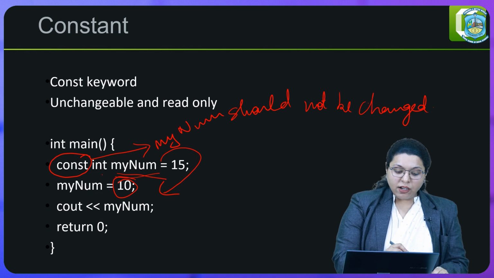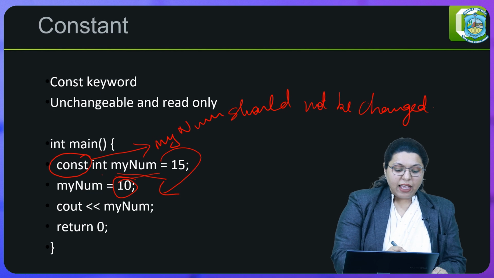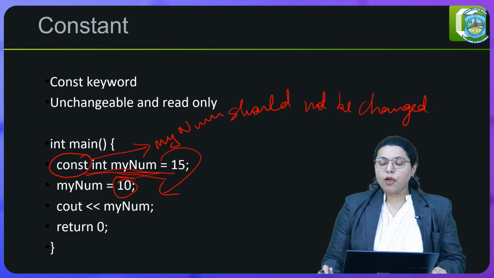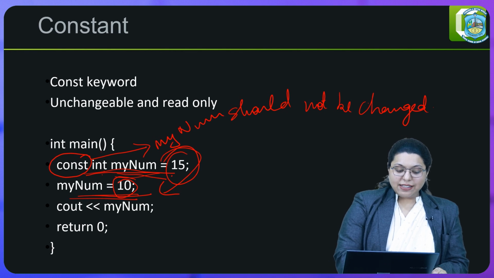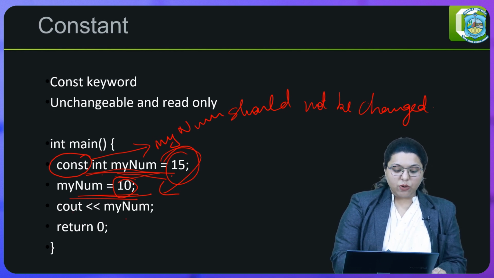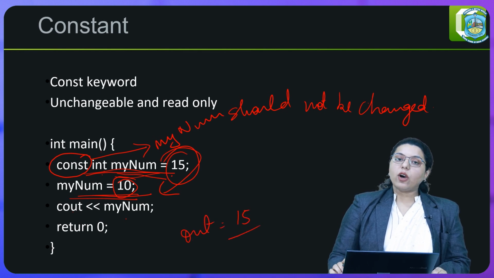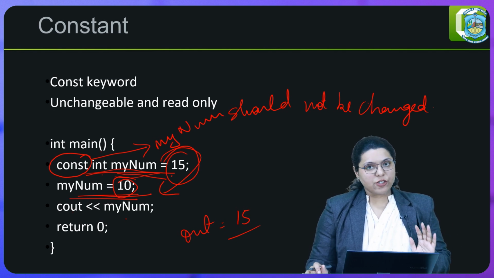But here when I am writing a constant keyword before the variable name, that means the value of myNum cannot be changed in the program. That is, if const int myNum is written, then the value of myNum will be 15, it will not change to 10. And then when cout is encountered, the output of the program will be 15, because since I have written a constant keyword, the value of myNum will not change.